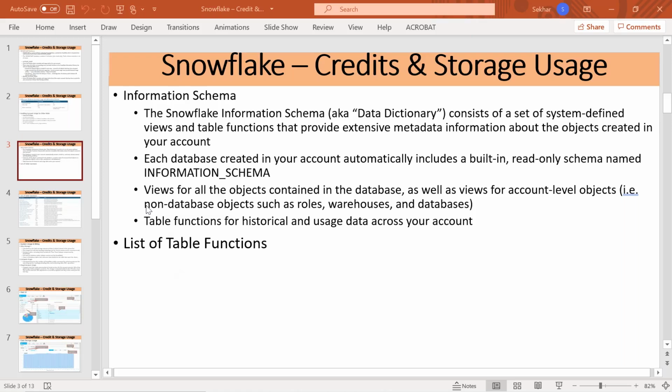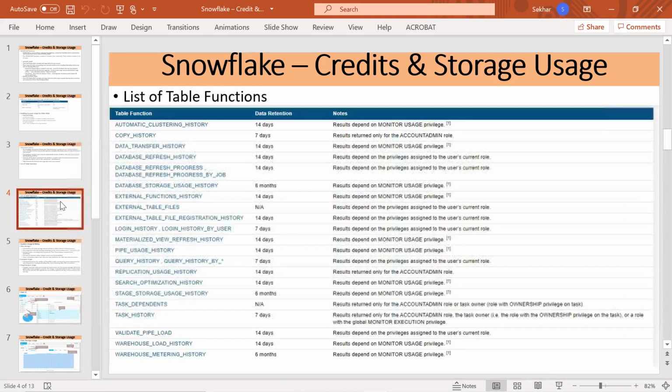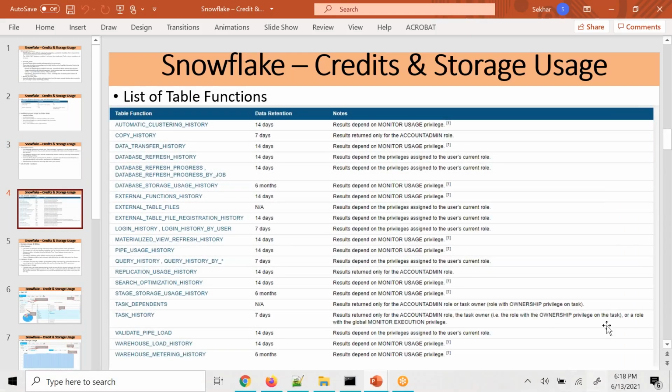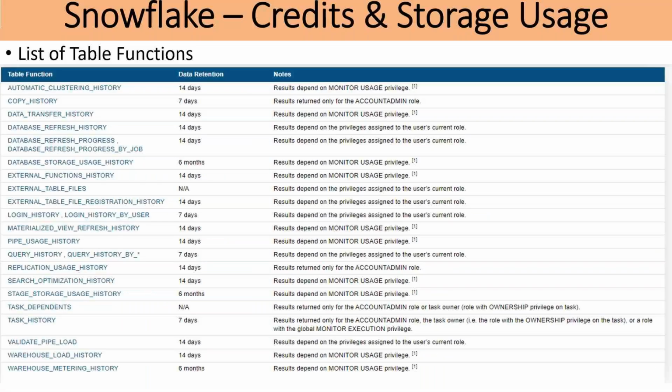And then this information schema has a lot of table functions rather than views. When you use the function, it goes and fetches the data pretty fast. And these are all the table functions that I've listed here. Clustering history, copy history, data transfer history, data refresh history. This data transfer and data refresh is for data replication. Database refresh progress, how much progress has been made. These details are for the replication part of it. Database storage usage history, how much data has been stored for this particular database. External functions, what are the external functions that you have created.